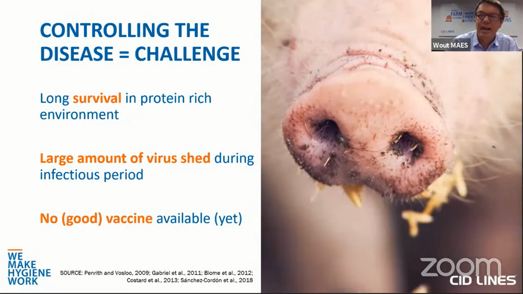The second element: when a pig gets infected by the virus, it sheds huge amounts of virus, and on the other side, you don't need a lot of viral load to infect the pig. So these two things make it extremely contaminating. And the third part: despite the many efforts to develop a vaccine, at this stage there are no vaccines giving an acceptable performance. There has been some work, if I'm not mistaken, in China, on experimental vaccines, but as for now, there is nothing that is working sufficiently.